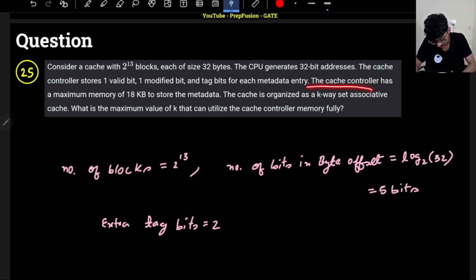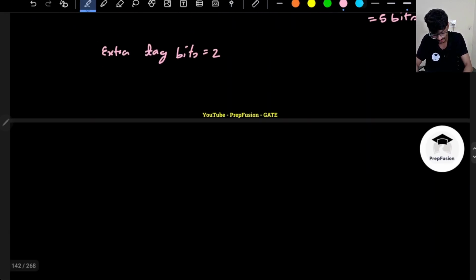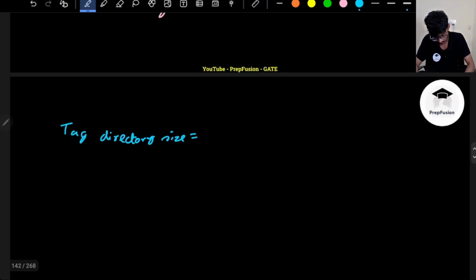The cache controller has maximum memory capacity of 8 kilobytes to store the metadata. So basically they have given me indirectly the tag directory size. Tag directory size is 18 kilobytes. So it will be 18 into 2 raised to power 10 bytes.